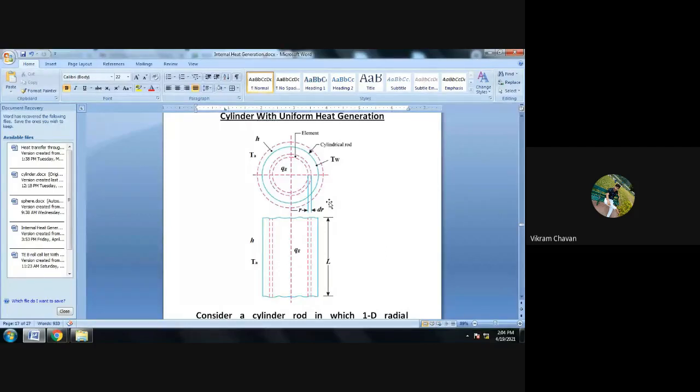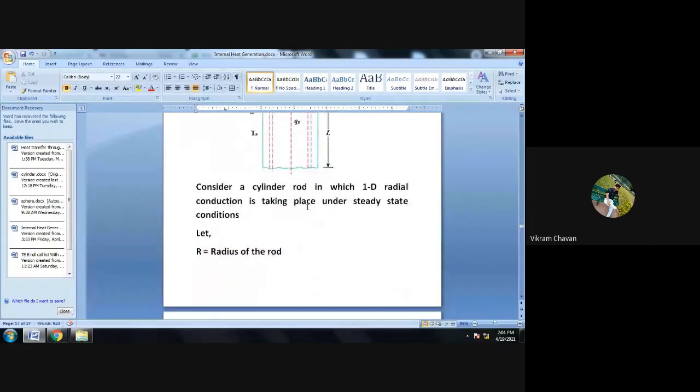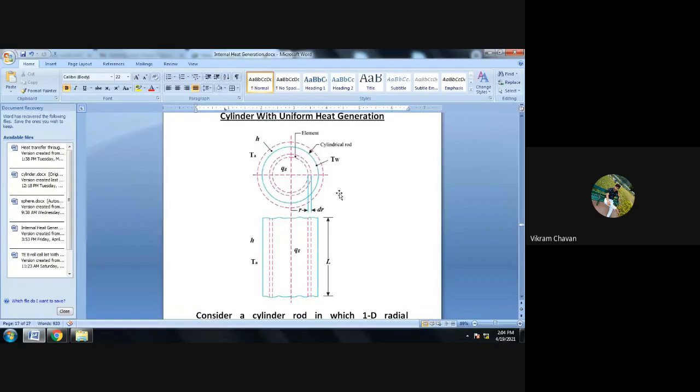Getting everyone? So consider a cylinder rod in which one-dimensional radial conduction is taking place under steady state. One-dimensional radial heat conduction means heat is flowing in only one direction. That is our assumption. Heat actually flows in a three-dimensional way, but for simplicity of calculation we are considering one-dimensional heat flow. Your syllabus is constrained to that, so you have to consider one-dimensional heat transfer.